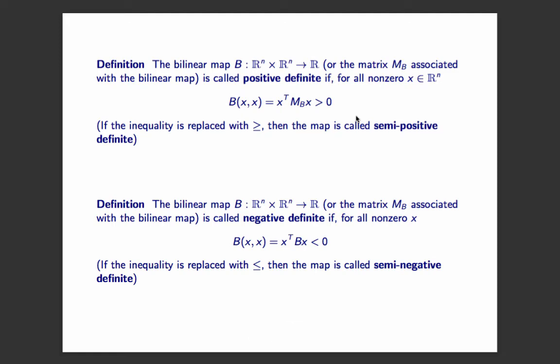And if I flip the inequality, I get negative definite. And if I have a less than or equal to inequality, then I get semi-negative definite. Again, this should be a review. So we've reminded ourselves what positive definite, semi-positive definite, negative definite, and semi-negative definite mean.